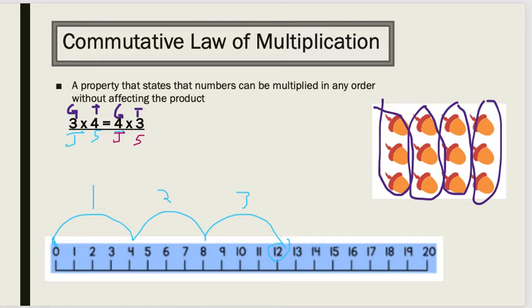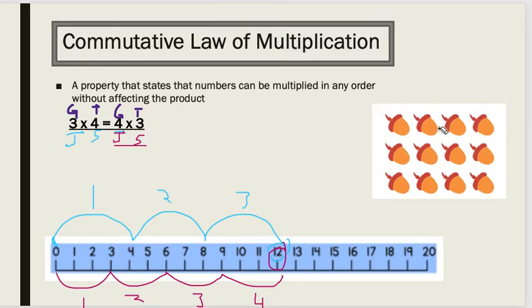Let's see if that also works with this other version. We're going to have 4 jumps, size of 3: 1, 2, 3, 4. So once again, we're just proving with visuals that 4 times 3 and 3 times 4 are equal. Now that might seem, again, super obvious to us, but what it's doing is introducing what equality actually is. And it does matter, because let's get into division now. Why does this work for multiplication, but it doesn't work for division?